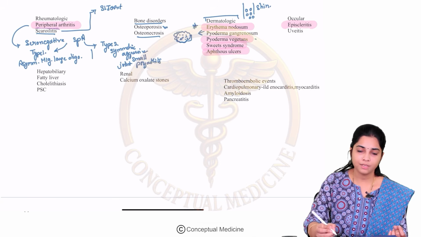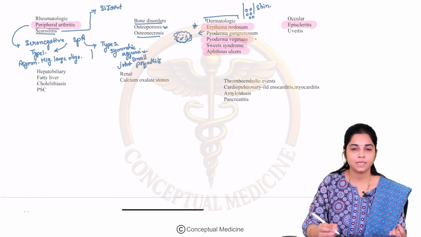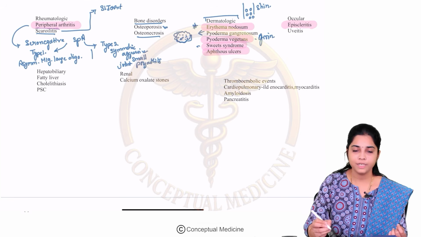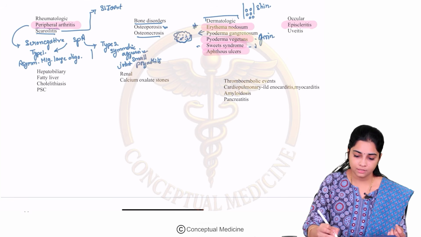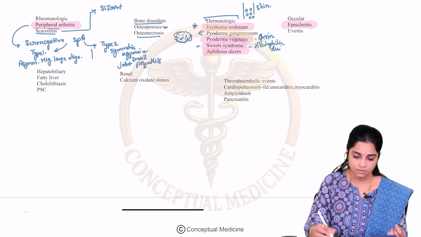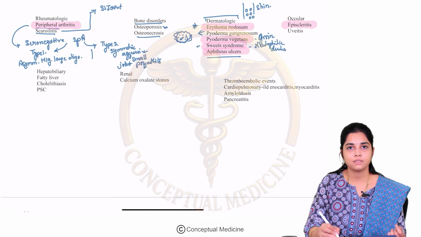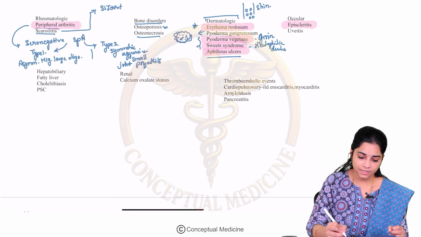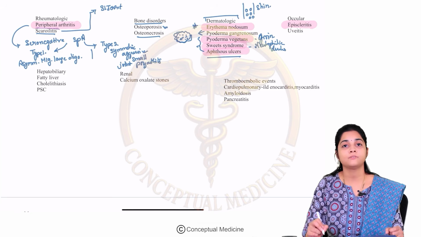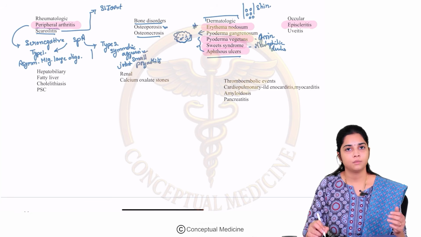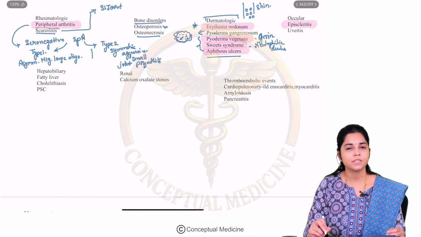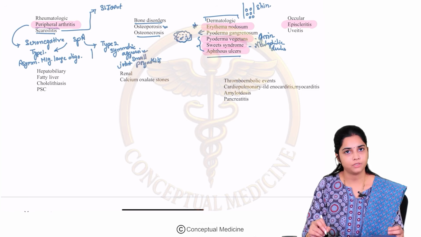Then you have pyoderma vegetans, which is similar to pyoderma gangrenosum, and it is seen in the groin. Then you have Sweet syndrome. Sweet syndrome is nothing but neutrophilic dermatosis. Then you can have aphthous ulcers in the oral cavity as well. Now, erythema nodosum, pyoderma vegetans, Sweet syndrome, aphthous ulcers, all of these parallel your bowel activity. Fine. And Sweet syndrome and aphthous ulcers are self-limiting. You just give conservative treatment for that.